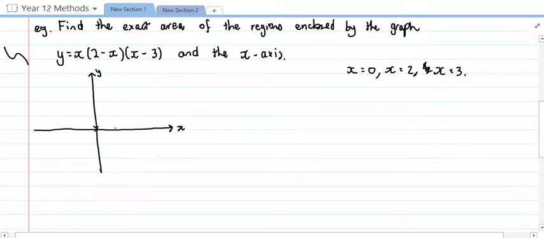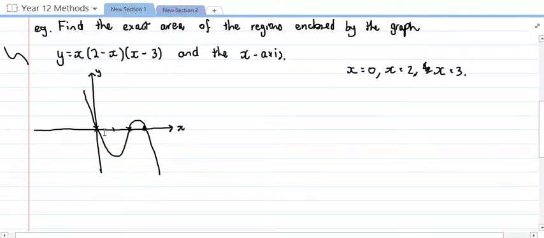At 0, there's 1, there's 2, and then also at 3. So I can draw this now. Okay, it's going to come down from here, pass through the origin, turn and go back up. Then it's going to have a small bit above the x-axis before coming back down again and continuing to decrease.